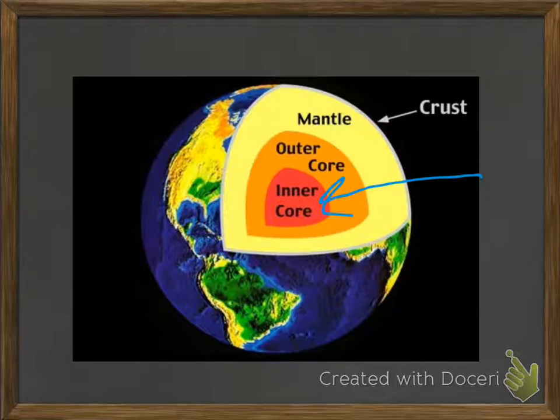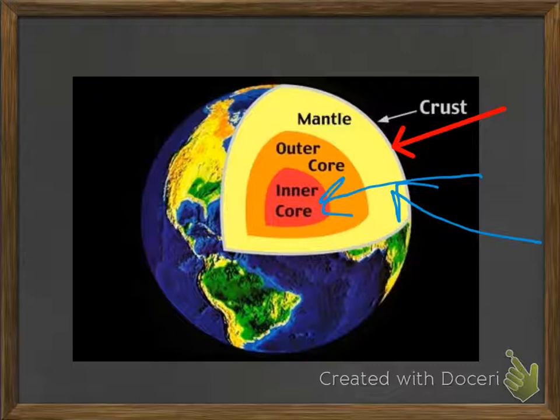The mantle. The mantle is a thick layer around the earth's core. The mantle is the thick layer around the earth's core. Let's see, the third one is the crust. The crust is the thin rocky layer on Earth's surface. The crust is the thin rocky layer on Earth's surface.